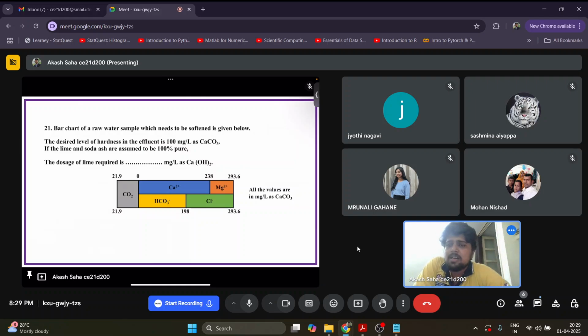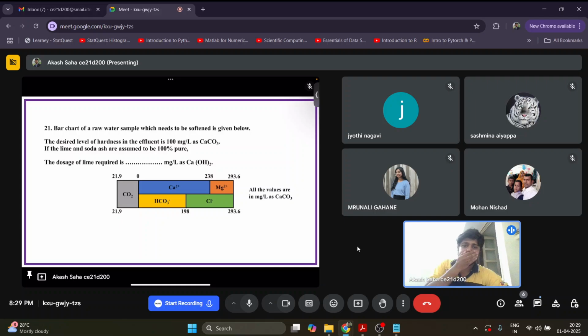So it says that a bar chart of a raw water sample which needs to be softened is given below. The desired level of hardness in the effluent is 100 milligram per liter as CaCO3. If lime and soda ash are assumed to be 100% pure, what is the dosage of lime required? So they are asking what is the dose of lime that is required in my system.